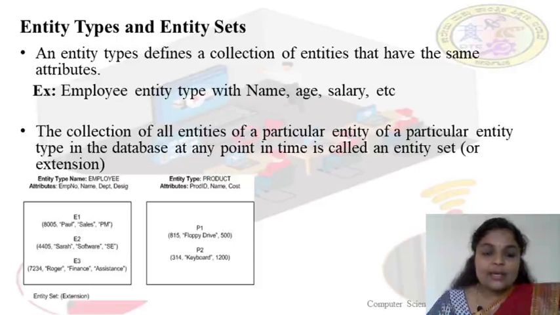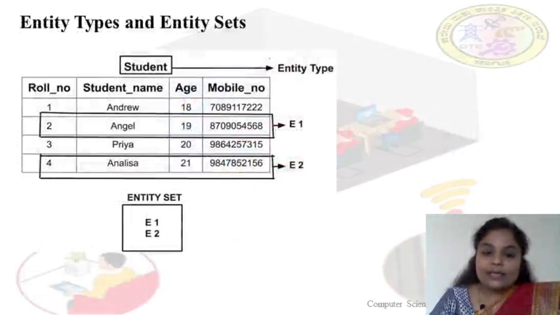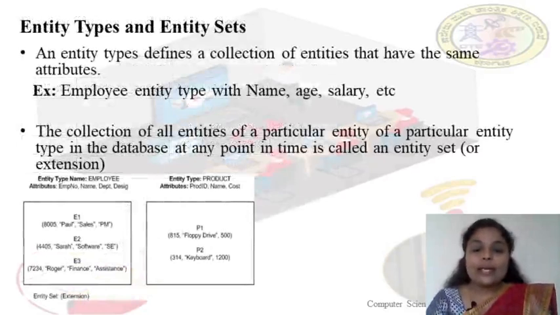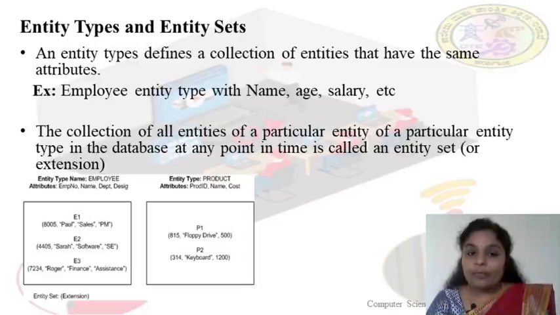Next is entity sets. As I told you, what do you mean by entity sets? It's a collection of entities. See, E1 and E2 together are forming one entity set. The collection of all entities of a particular entity type in a database at any point of time is called an entity set. And the entity set is also known as what? Extension.